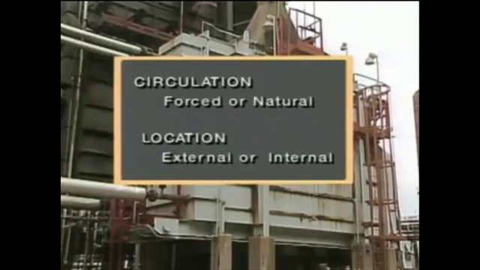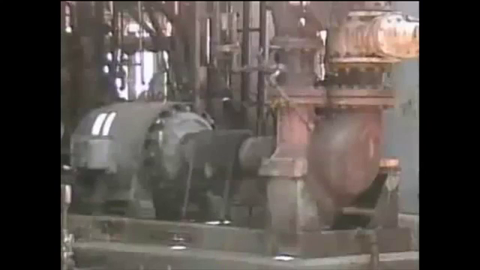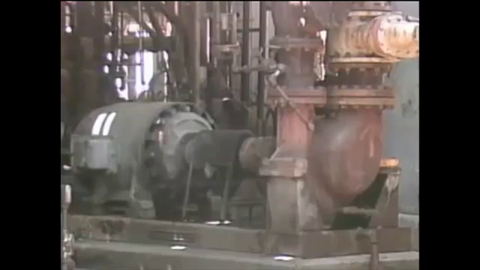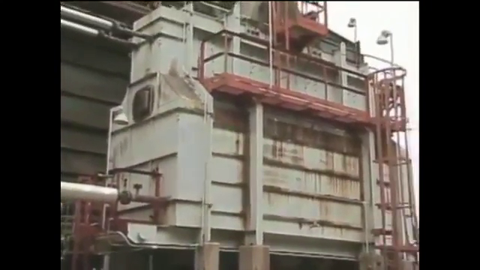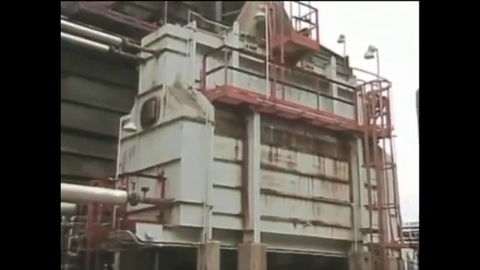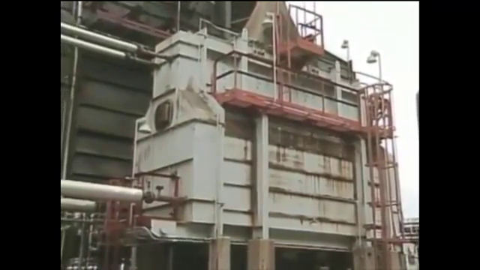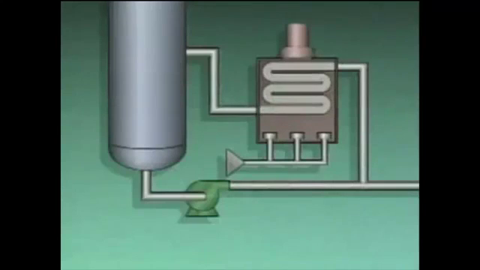Let's begin with a look at forced circulation systems. In a forced circulation system, a pump moves fluid between the tower and the reboiler. Furnaces like this one are sometimes used as reboilers in forced circulation systems. This type of furnace is known as a fired reboiler. We can use an illustration to see how this system operates.